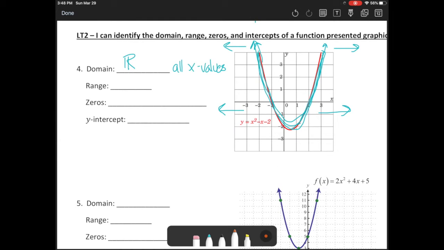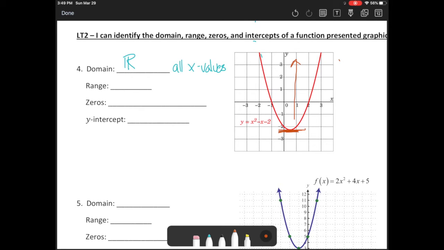The range is the y value. So if I say, okay, where does this go up and down? You can see that this right here is the lowest point, right? Let me actually be able to see the graph here. Okay. All right. The lowest point is right here, but then it goes to every y value above that. So I need to know what this y value is, which means I need to know the vertex.